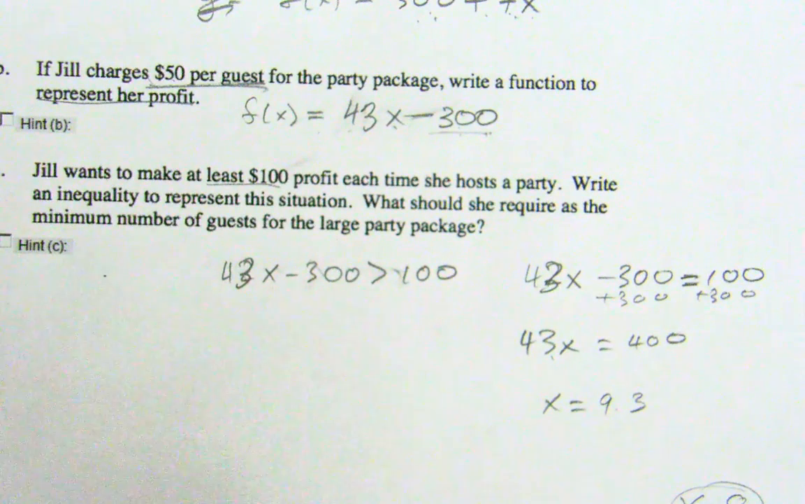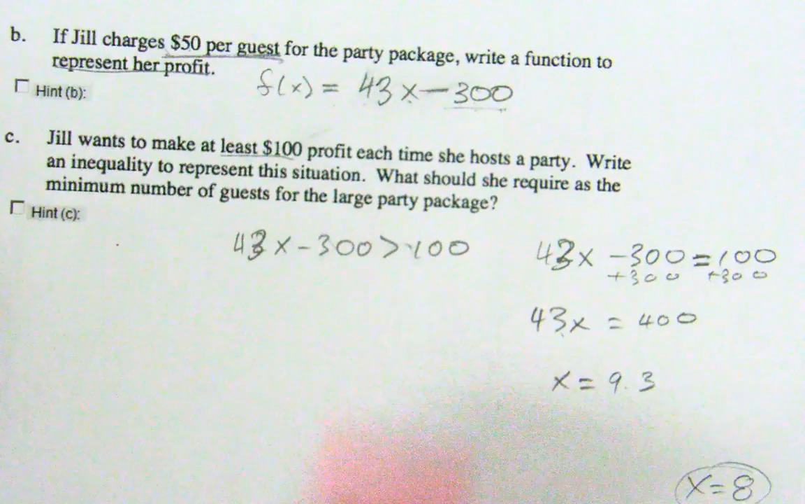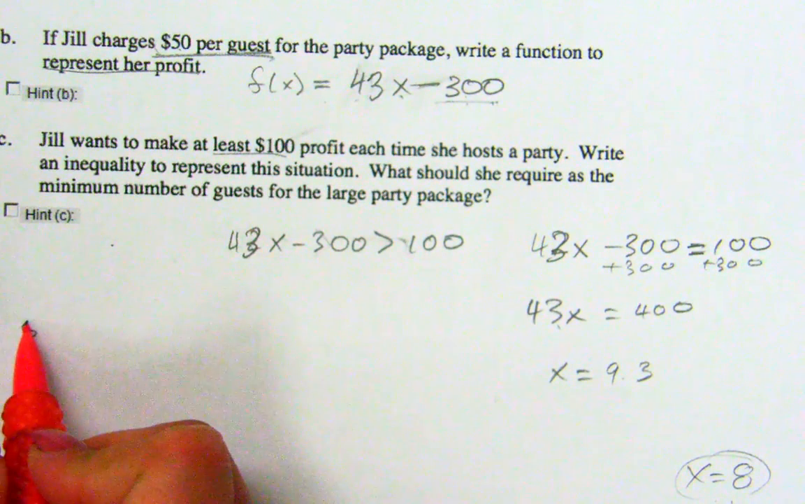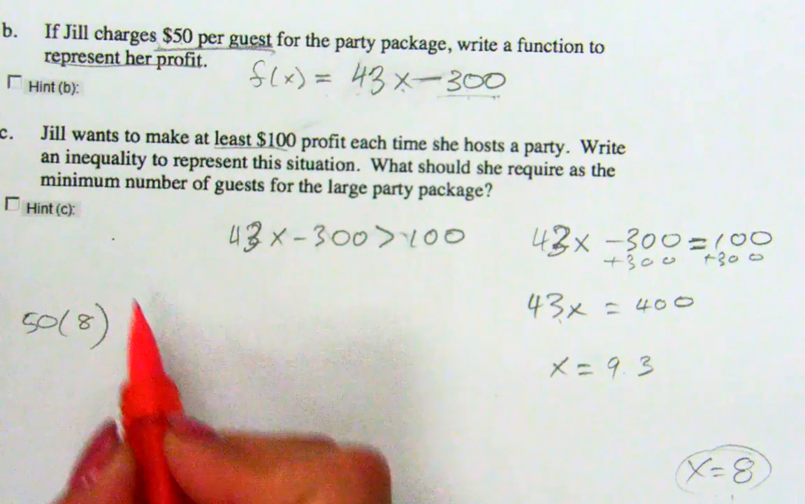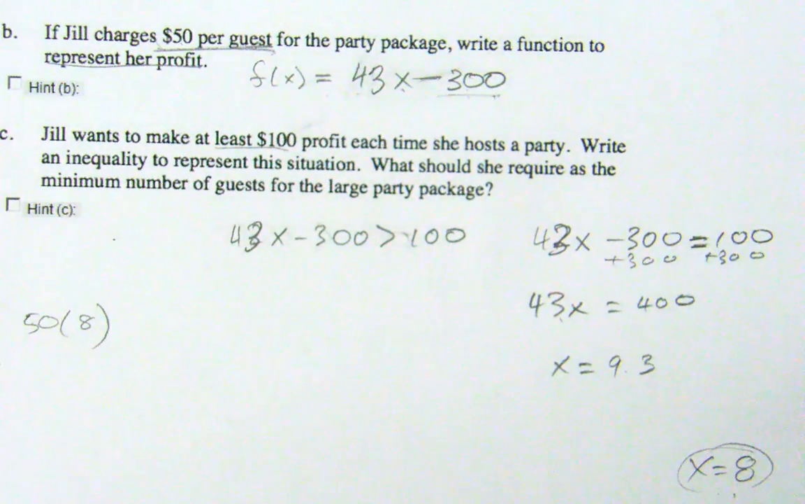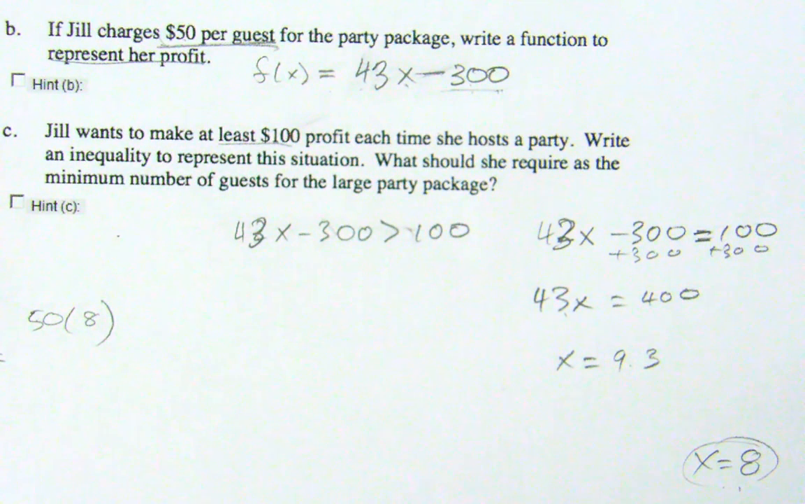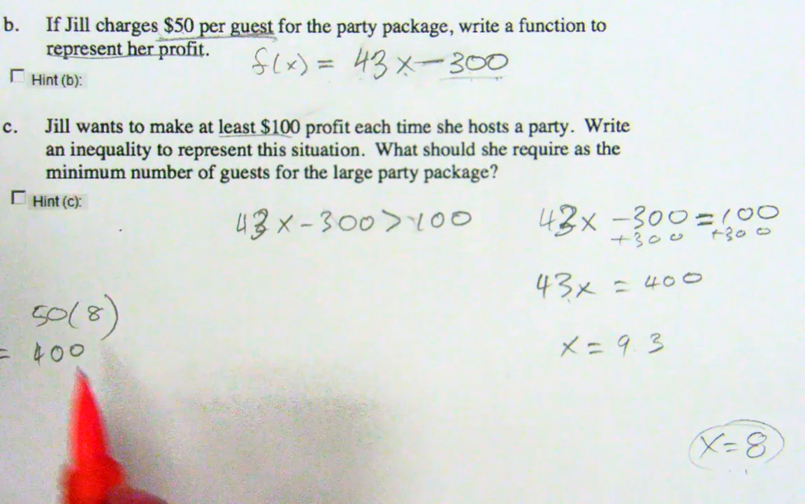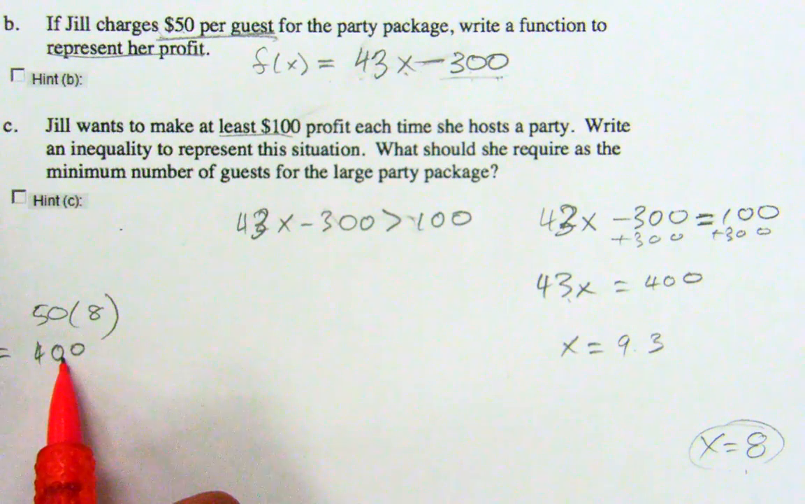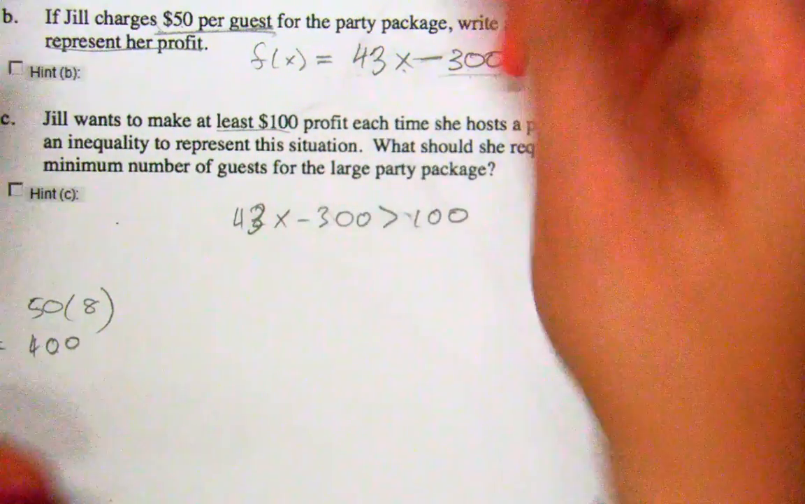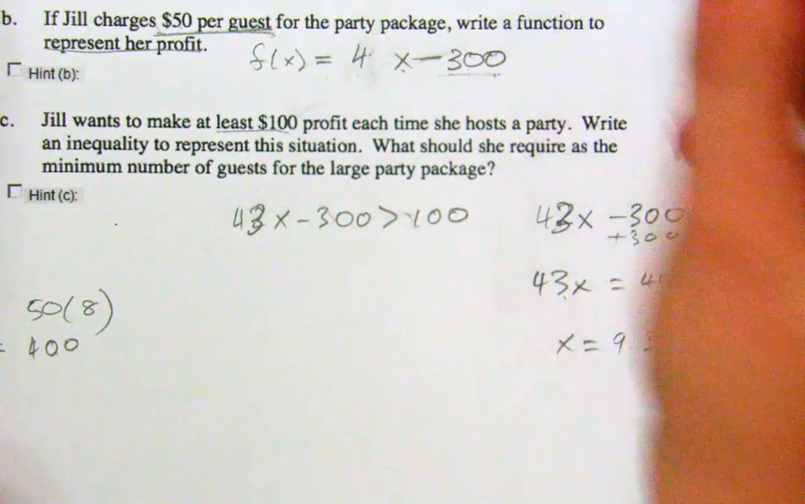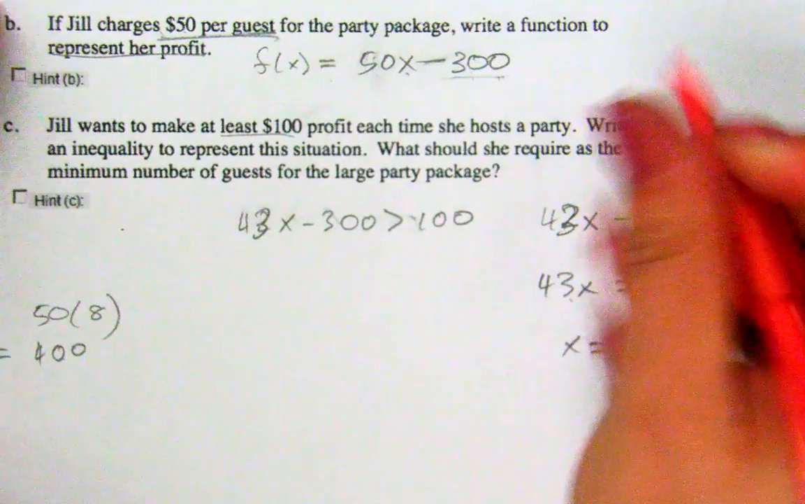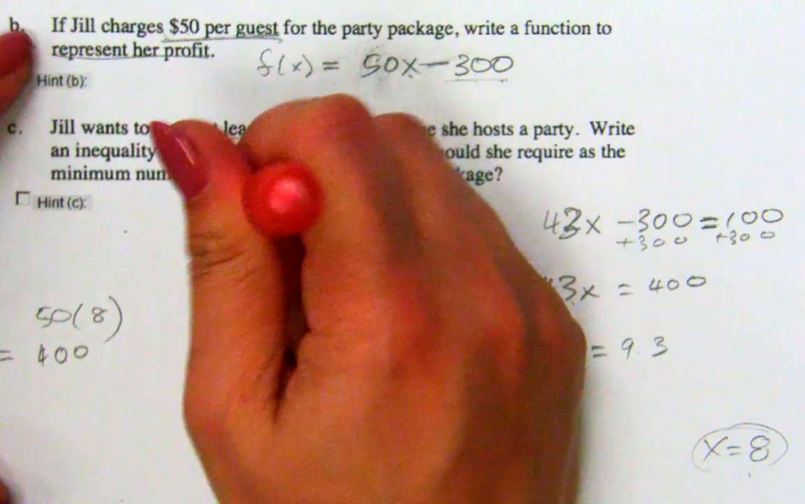So that means the 8 people are going to show at the party. So that means she's going to charge them $50 per guest for the party package. So she's going to charge 50 times 8, right? That'll give her a total... 50 times 8. What is that? Oh, yeah, 400. Duh. I don't even know why I did that. Okay, so that means she's going to charge, yeah, it was probably 50. Man. Okay, so 50, but that's not a function representing her profit. This thing's messed up.